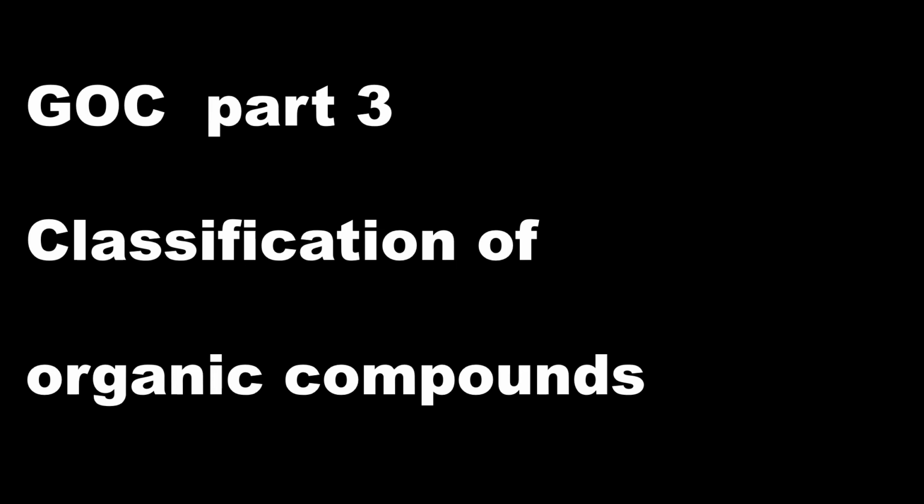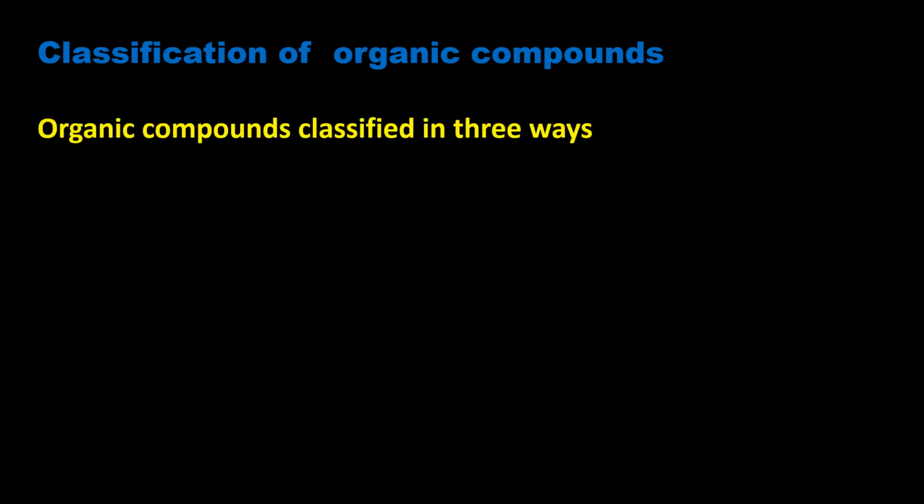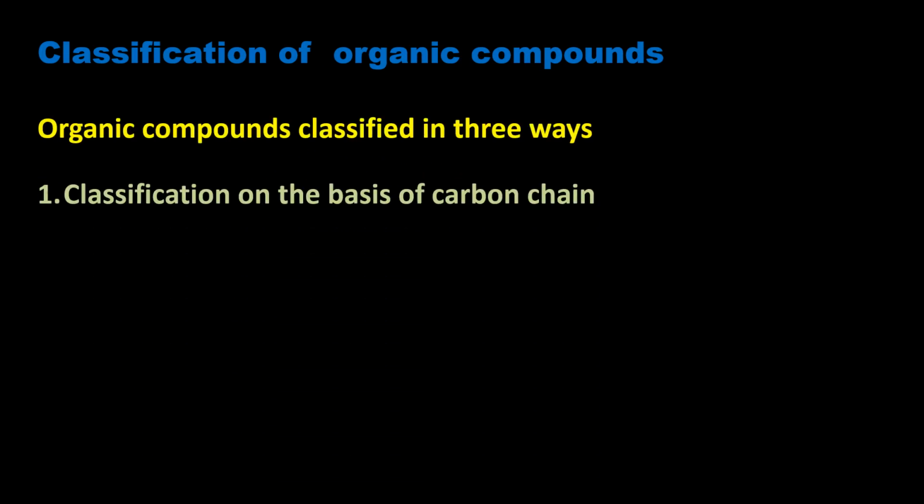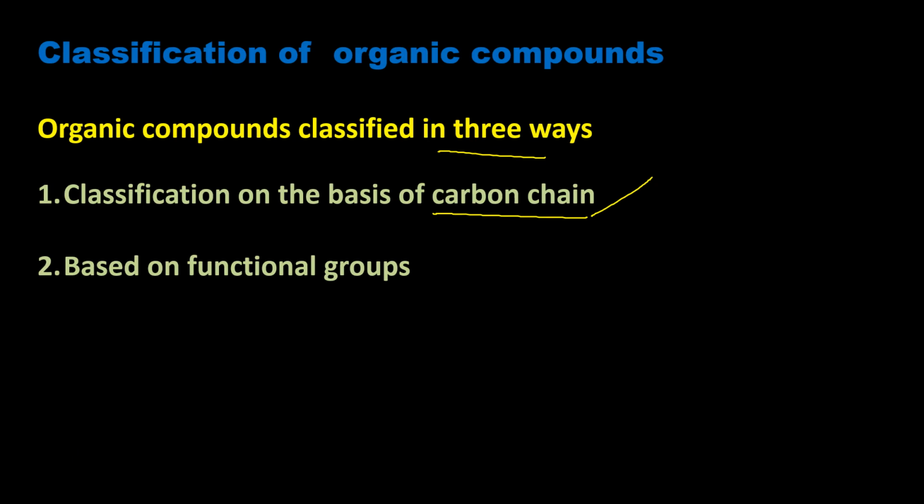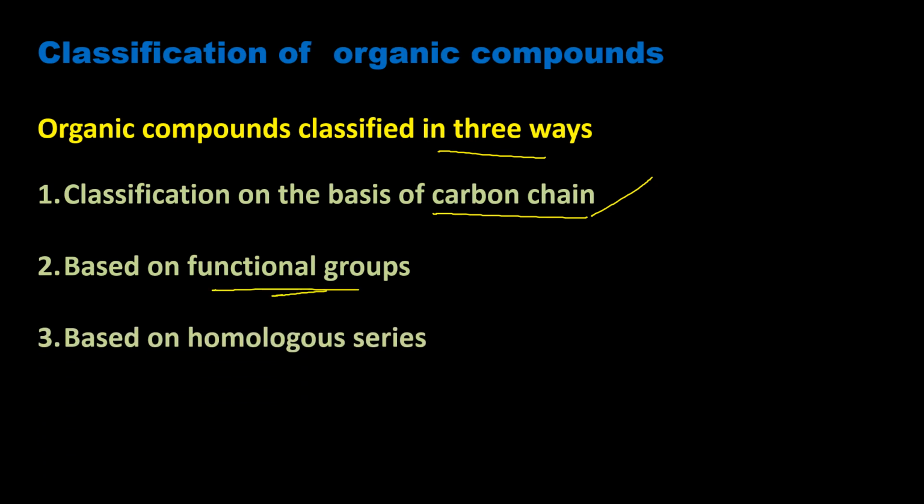So here in this lesson we are discussing the classification of organic compounds. Organic compounds can be classified in three ways. The first one is classification based on the carbon chain. This one is already discussed. The next one is classification based on functional groups, and the third one is classification based on homologous series. In this part we are discussing these two classifications, that is, based on functional group and homologous series.